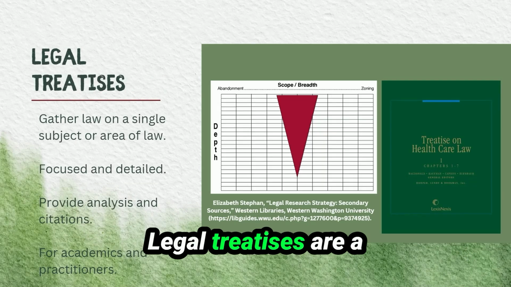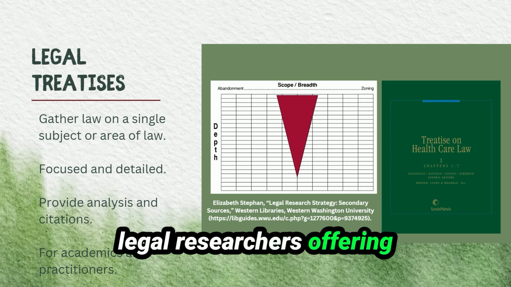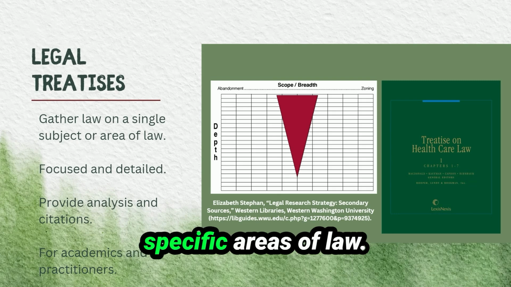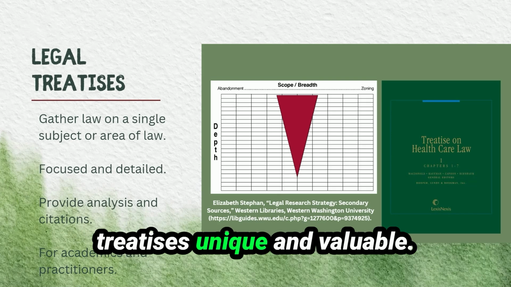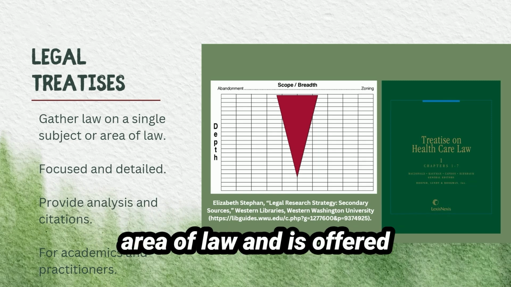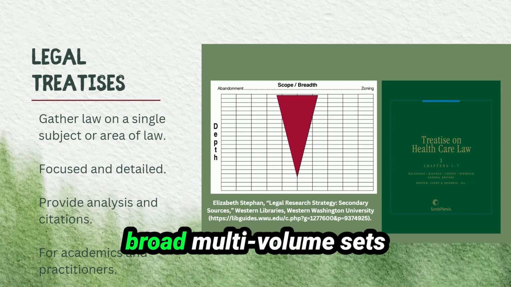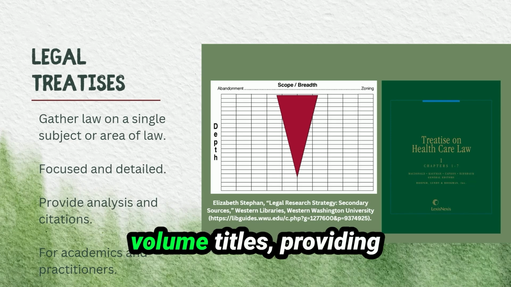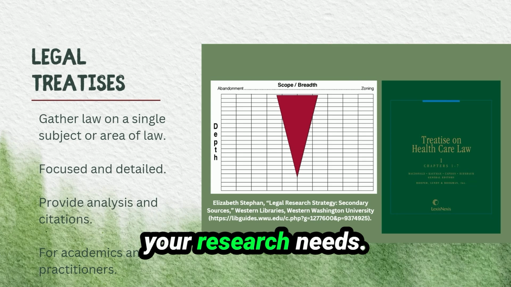Legal treatises are a cornerstone resource for legal researchers, offering in-depth coverage of specific areas of law. Let's explore what makes treatises unique and valuable. A treatise focuses on a single area of law and is written by experts in the field. These works range from broad, multi-volume sets to narrowly focused one-volume titles, providing insight tailored to your research needs.